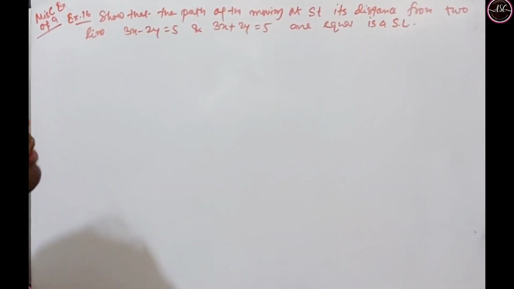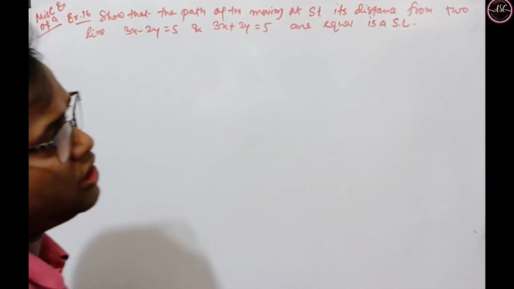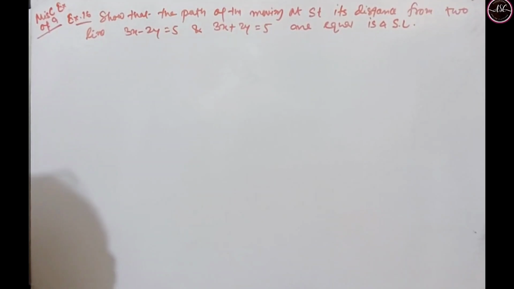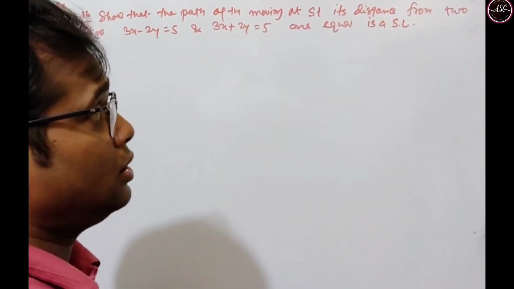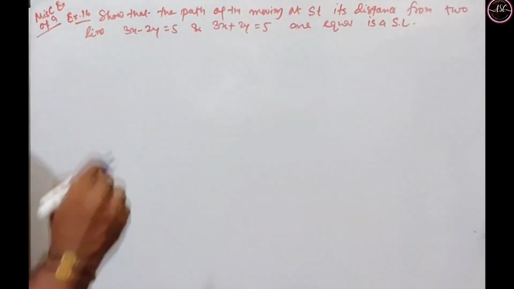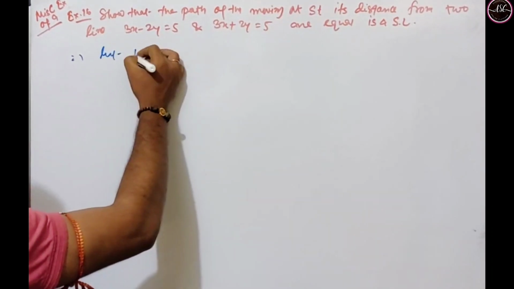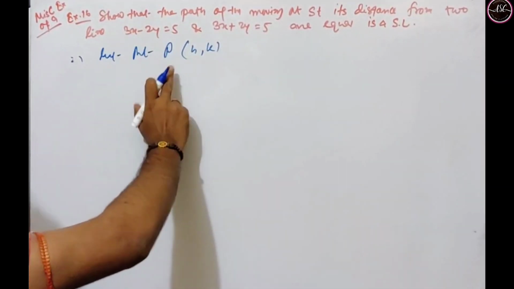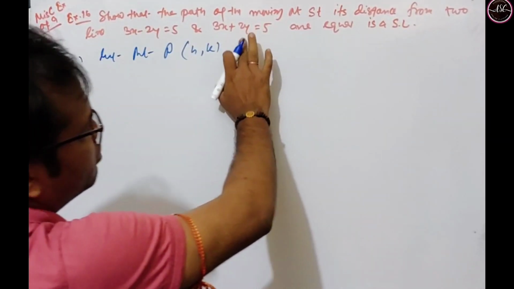Just look at this question. Show that the path of the moving point such that its distance from two lines 3x minus 2y equal to 5 and 3x plus 2y equal to 5 are equal is a straight line. Okay, so let the point P be h comma k. Okay, so the distance from this point P from this line and from this line are equal.